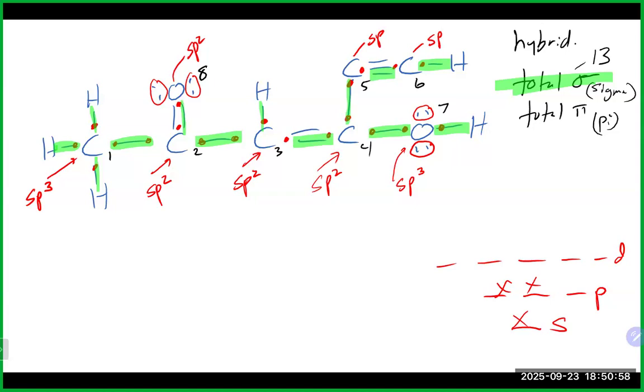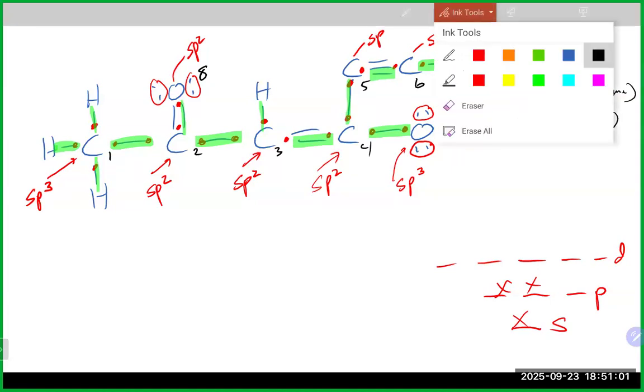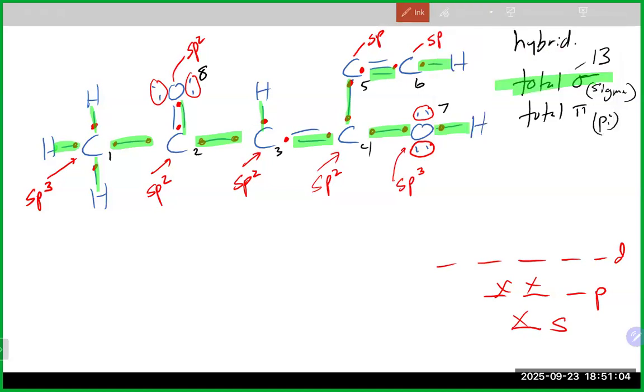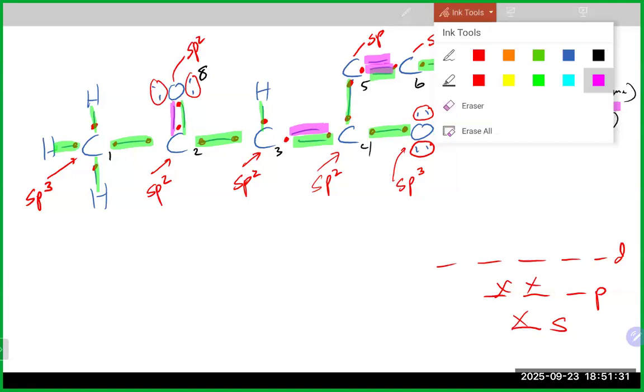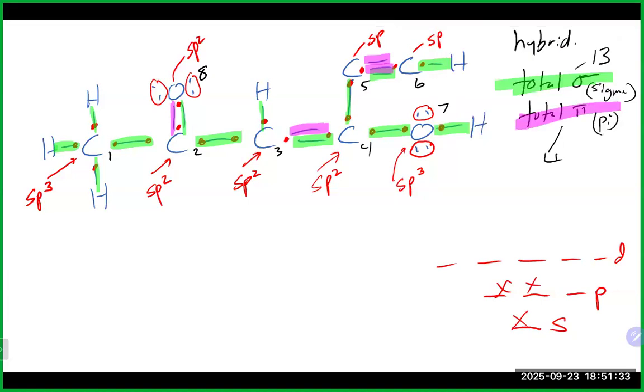Now, pi bonds are basically, if it's a double bond, the second line. If it's a triple bond, the second and third lines are pi bonds. We'll go with whatever color that is, purplish. So we have a pi bond hanging out there, and another one in our double bond there. And our triple bond, we have one there and one there. So it looks like we have 4 in this case, if I am not mistaken. Any questions on any of that?